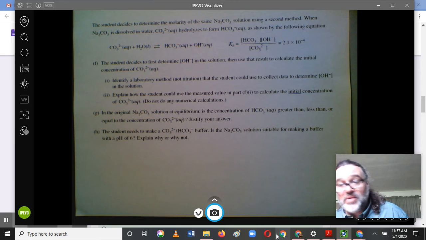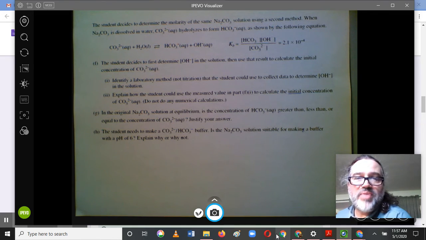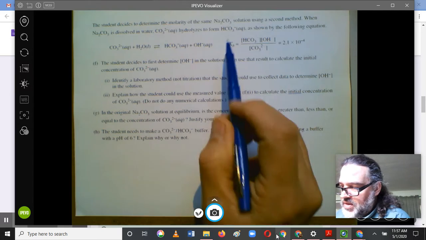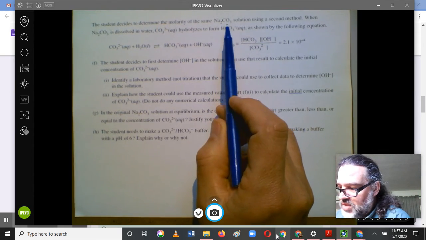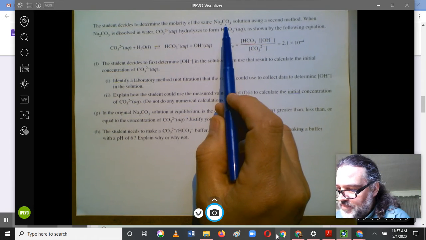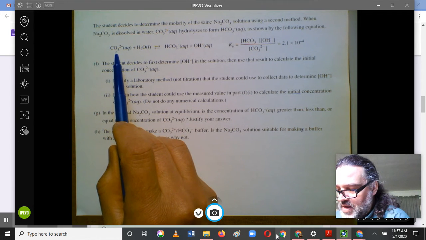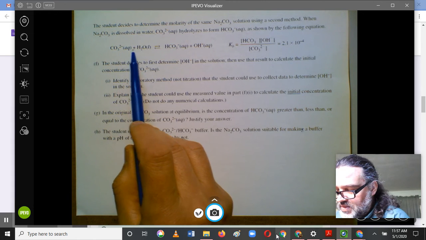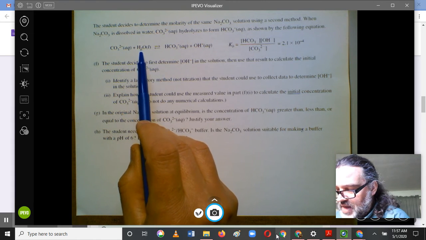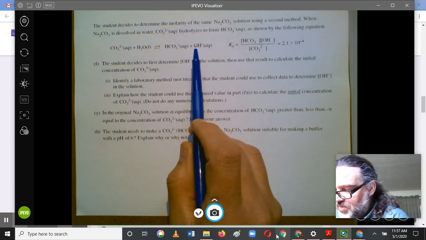Then we get to this equilibrium problem. And you're going to probably have an equilibrium problem, so I would certainly be reviewing that information. Notice that sodium carbonate is basically a basic salt. When sodium carbonate goes into water, the carbonate ion acts like a base. What it does is it takes away, this acts like an acid, and it turns into this ion and produces this.